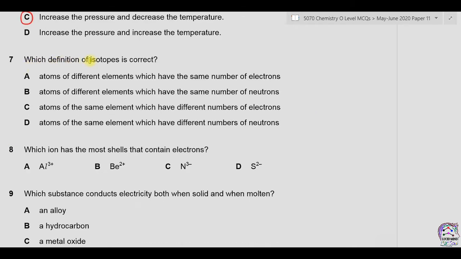Question 7. Which definition of isotopes is correct? A. Atoms of different elements. Actually isotopes are the atoms of the same element. So therefore this is incorrect. B. Atoms of the same element which have a different number of electrons. Now the number of electrons does not define isotopes, it is actually the number of neutrons. So therefore this is incorrect. D says atoms of the same element having a different number of neutrons. So this definition is correct. Answer is D.